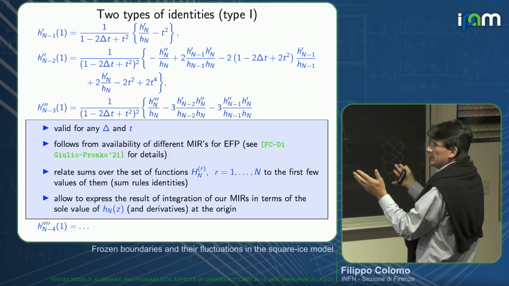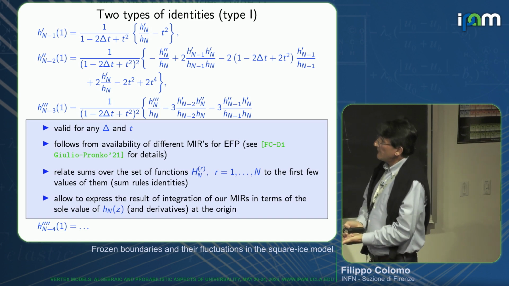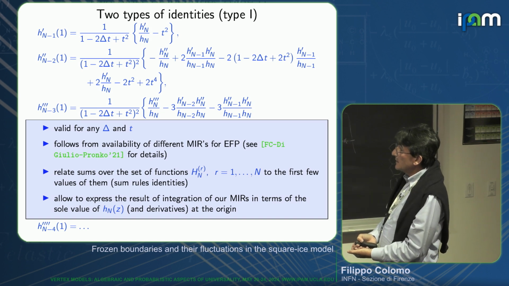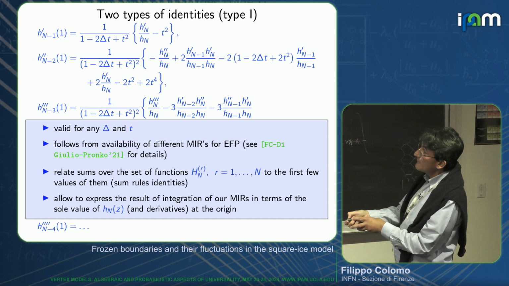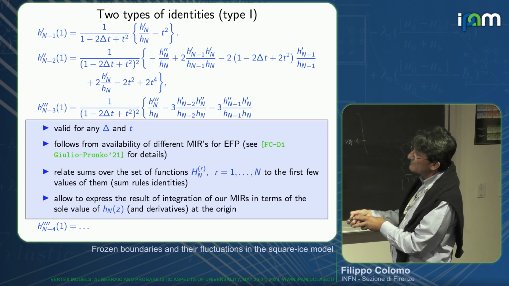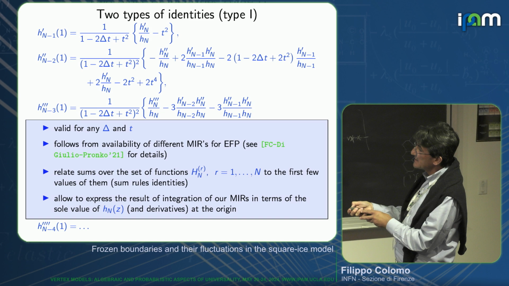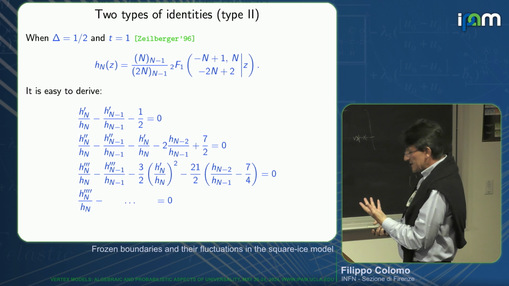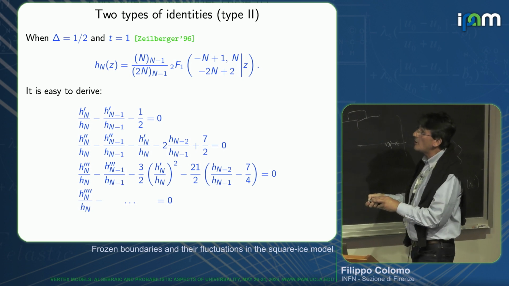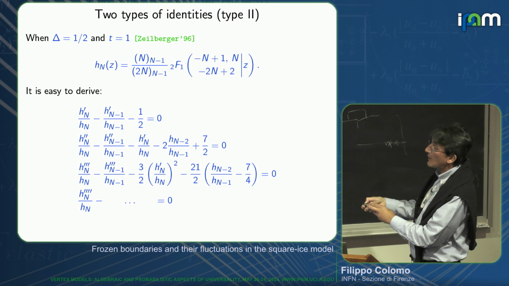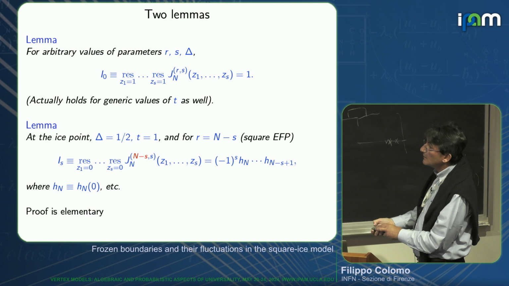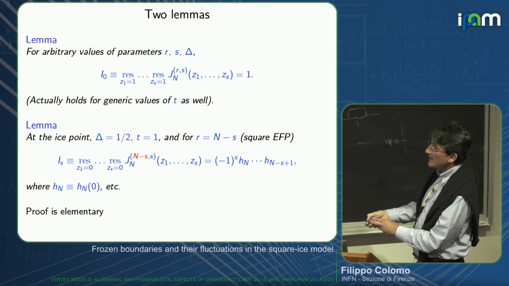So these are valid for any delta, but we will use delta equal 1/2 later on. And as I said, you can compute them in this way, and they allow us to express h_n of 1 and its derivative in terms of h_n of 0 and its derivative, so that you will have fewer independent objects. Then we have a second set of identities. This second set, unfortunately, holds only at delta equal, oh, sorry, I forgot to say something important here. This second lemma is valid only when R is equal to n minus s.